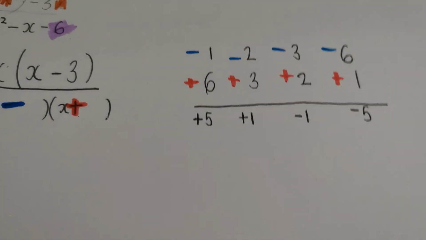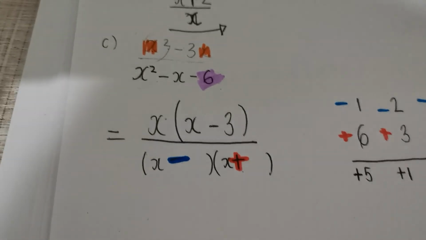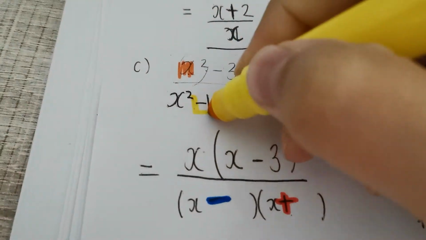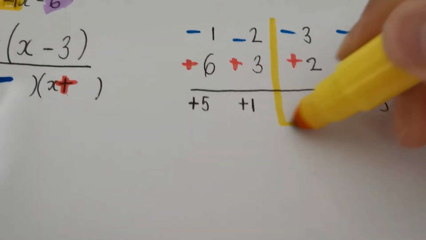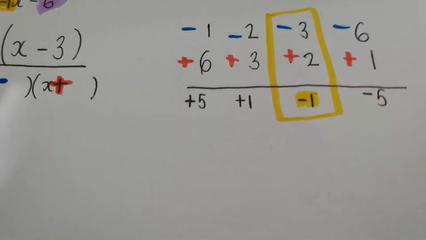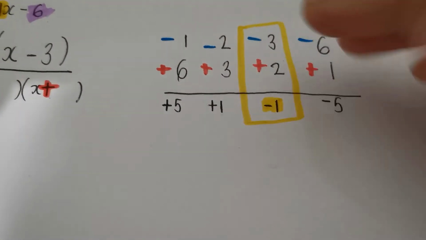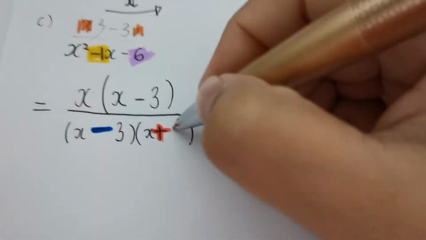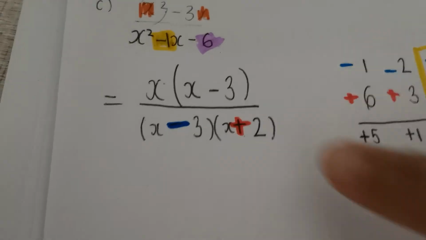What am I looking for over here? Remember, if there's no number in front of a variable, it's 1, an invisible 1. That's what I'm looking for. So blue gets 3, pink gets 2.